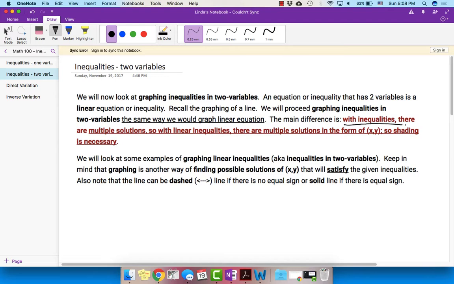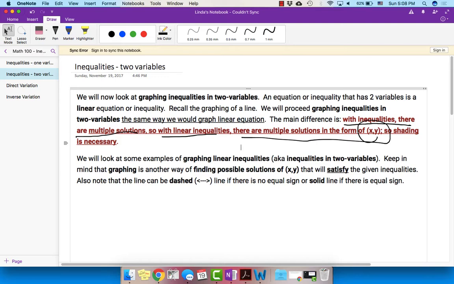With inequality, there are multiple solutions. Okay, so you know that. And so the linear inequality has multiple solutions in the form of x, y points. So shading is necessary. That's the only difference between graphing a linear equation and graphing a linear inequality. And when we graph an inequality or equation, it means that we're looking at solutions that satisfy the equation or the inequality.